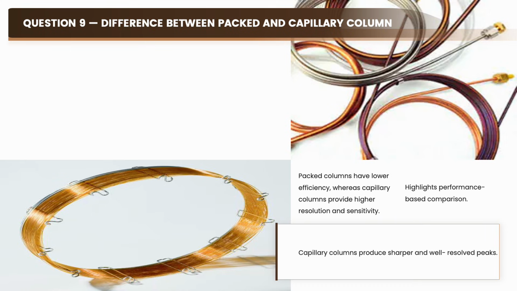Packed columns have larger internal diameter and lower separation efficiency. Capillary columns have very small internal diameter, which allows better interaction between analyte and the stationary phase. Because of this, capillary columns provide sharper peaks, higher resolution, and better sensitivity. This explanation shows that you understand not just the definition but also the performance impact.